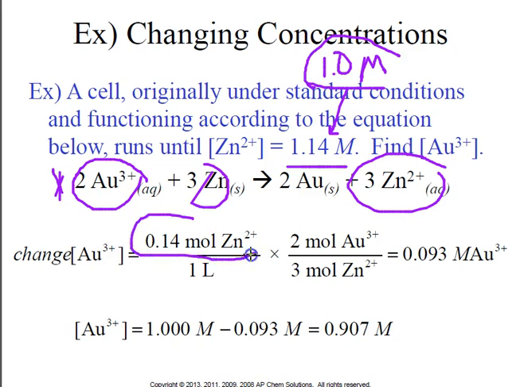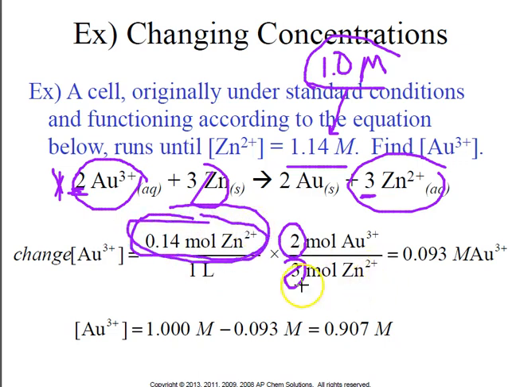So that's where we get this right here. The zinc went up by 0.14 moles per liter. Right? Molarity is moles per liter. So how much did the gold change? Well, we can use our stoichiometry. Every time you make 3 zincs, you use up 2 golds. So we can use that ratio, 2 golds for every 3 zincs. And we know how much zinc was made, 0.14. So by doing that math, we find that this is the change in the concentration of the gold.